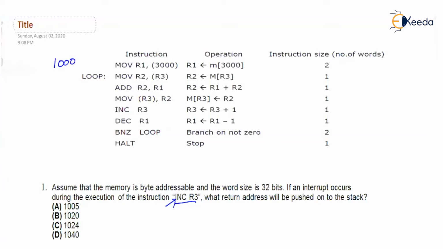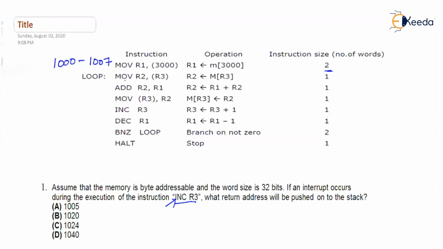So this is 1000. This is 2 words, meaning 2 words in the main memory will be assigned to this instruction. This instruction is going to occupy 2 words. 1 word is equal to 32 bits. 32 bits is equal to 4 addresses. So 2 words meaning this instruction is going to take 8 addresses, 1000 to 1007, similar to our previous question.